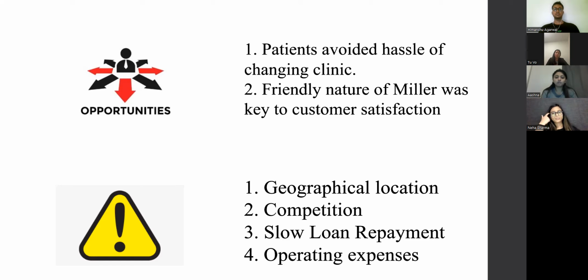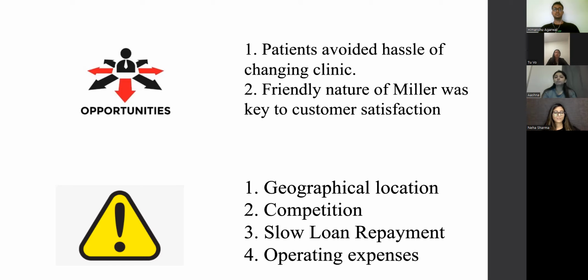Then the third one was the competition. In future, if there are more dental clinics in that particular area, they might face competition, patient flow can decrease, and the pricing and the goodwill can suffer, and it can lead to a loss too. And definitely Miller was taking a loan from the bank for 10 years, so there is also a slow loan repayment.